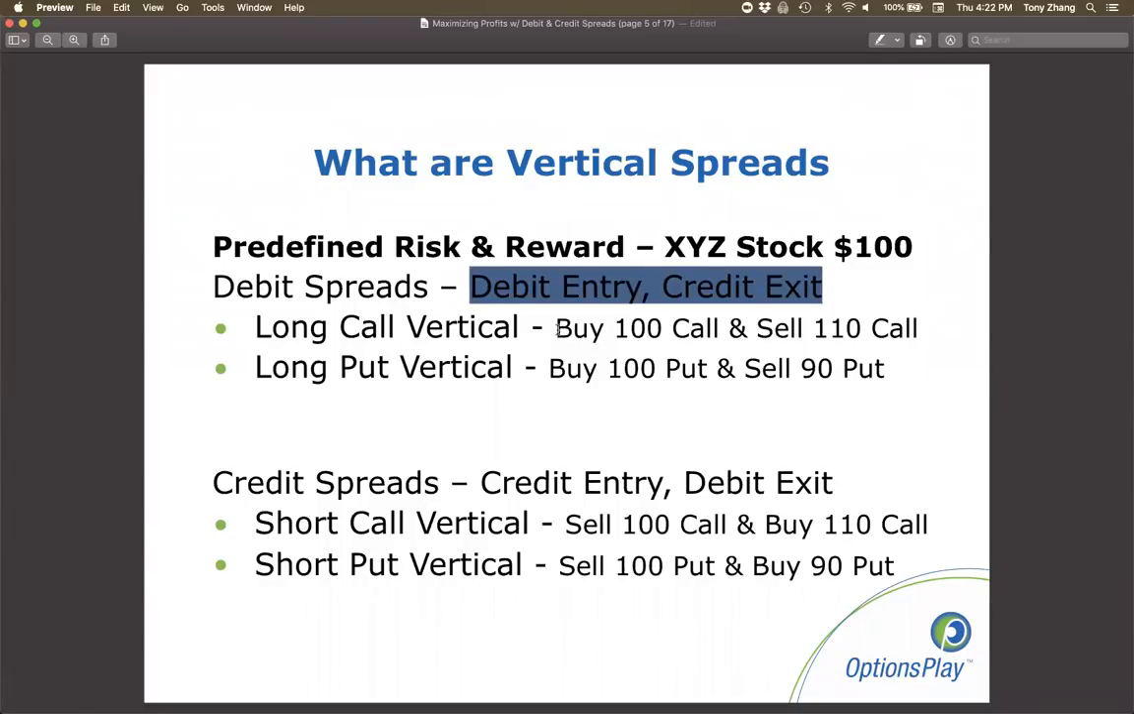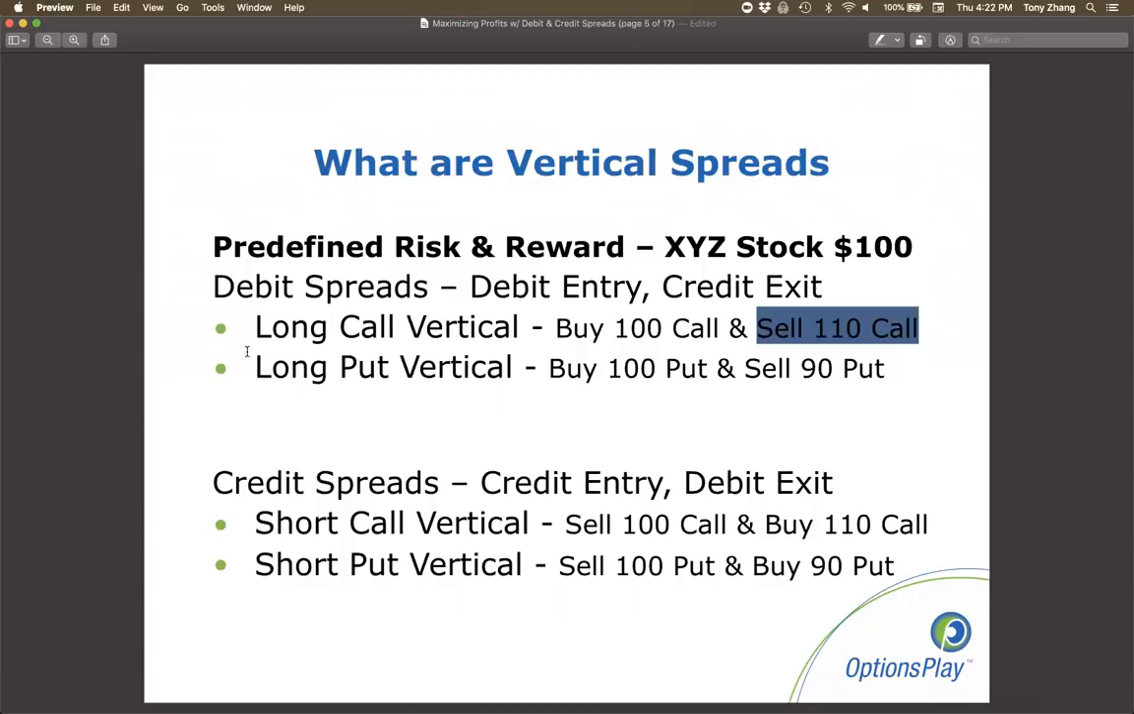A long call vertical is where you buy an at-the-money call, so let's say a $100 call on a $100 stock. And against that, you're going to sell an out-of-the-money call. So let's say you sell a 110 call against that. That's how you construct a long call vertical. That's the bullish debit spread that you can trade.